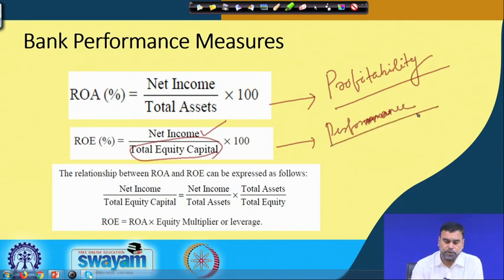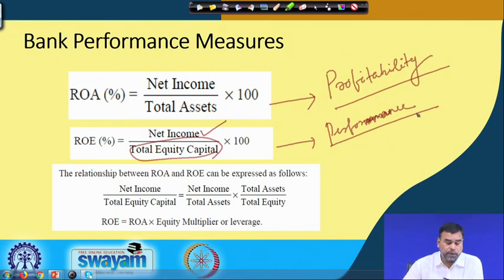So, here what I am trying to say is that ROA and ROE, return on asset and return on equity, are quite widely used measures whenever we talk about the performance of a bank or any kind of organization. And there is a relationship between ROA and ROE, which is called the dew point analysis. So, how can this relationship between ROA and ROE be measured?